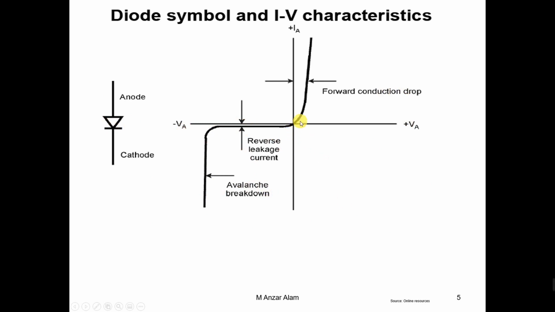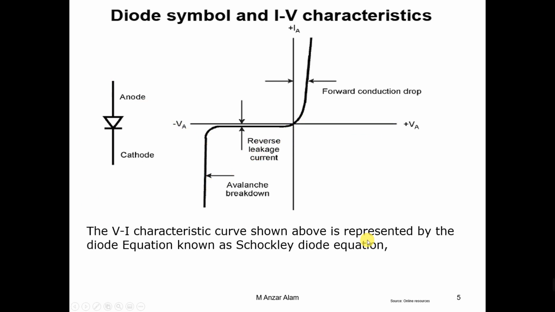Forward is only when the supply is positive; reverse and breakdown are only when the supply is negatively connected with the anode and the cathode. The VI characteristic curve shown above is represented by the diode equation.